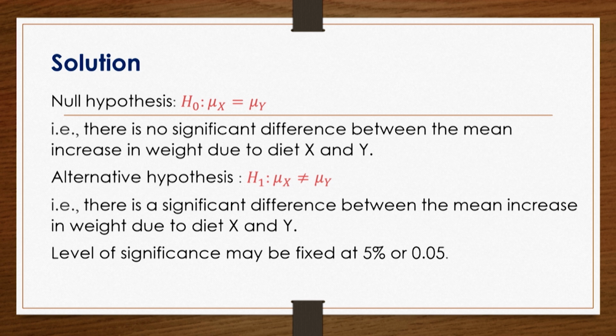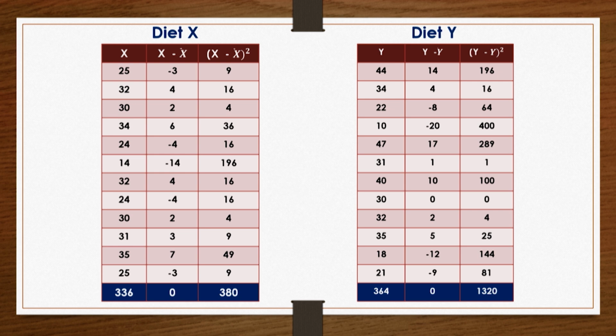The third step is level of significance. It may be fixed at 5% or 0.05. Diet x and diet y values are given in the table. First for diet x, we have the observations of x which are given in numbers. The summation of x is given as 336. Similarly, we find x minus x bar, which is always equal to 0. In the third column we have x minus x bar the whole square. The summation value is given as 380.